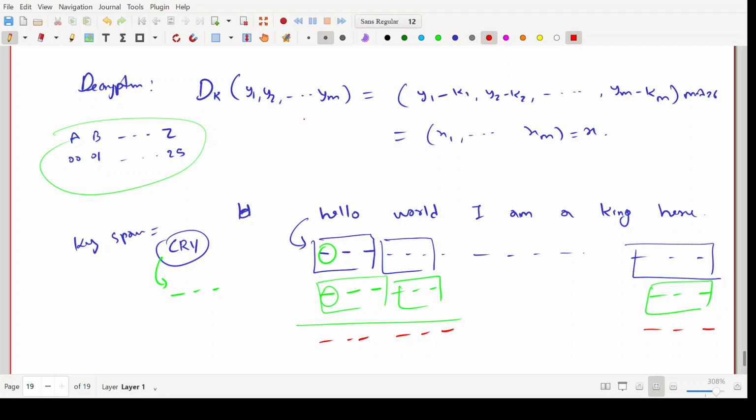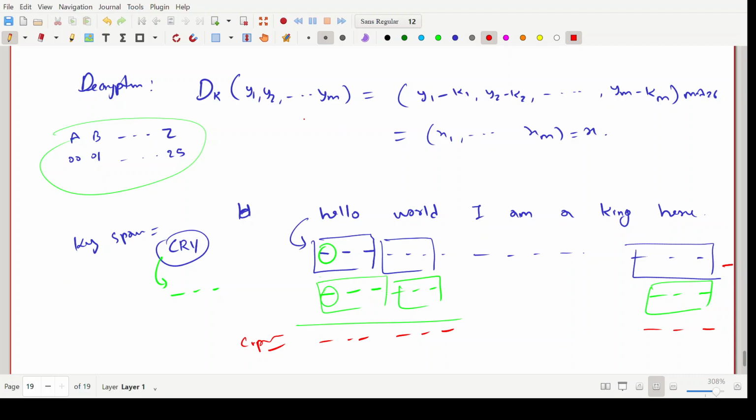So altogether, this is my ciphertext, correct? But now the question: what if the last value is not in the block, or I have only one element left here? What will happen? In that case, we can use padding.